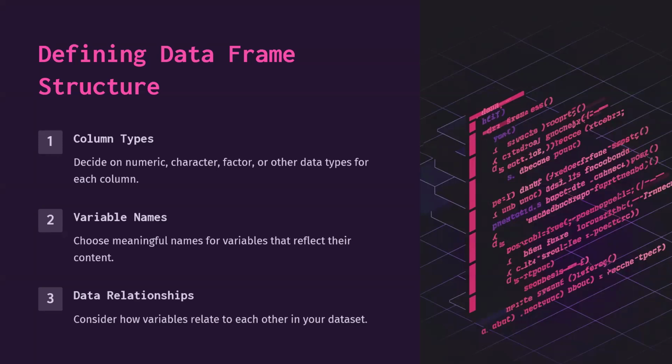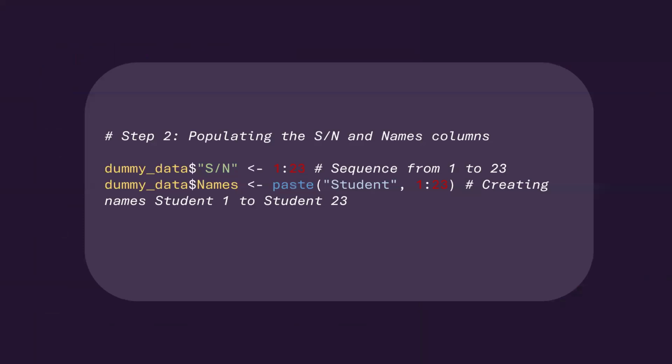And then that's when you need to create some relationships. Why? Because some variables will relate to each other in your data set, no matter what, and you need to anticipate that, which leads you to how to create all of this. Then this leads me to my second step, which is populating the SN and the names columns.